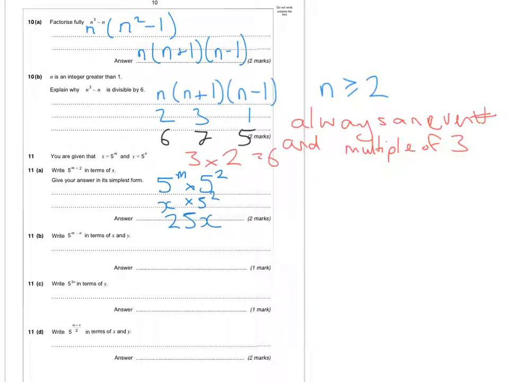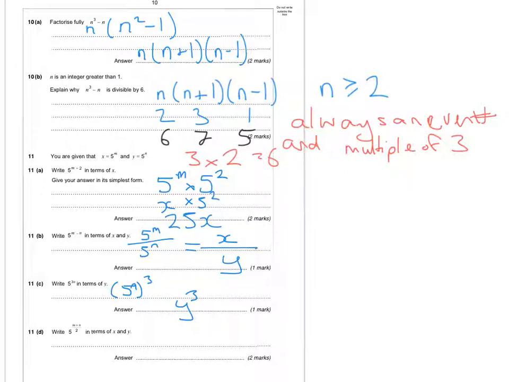Write 5 to the power of m minus n. So that is 5 to the power of m divided by 5 to the power of n, which equals x over y. 5 to the power of 3n, so that is 5 to the power of n cubed, so that is y cubed.